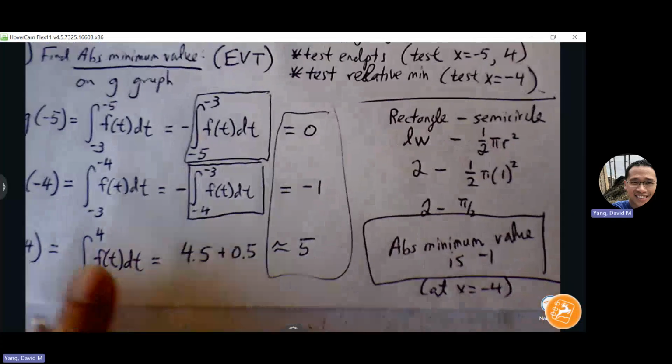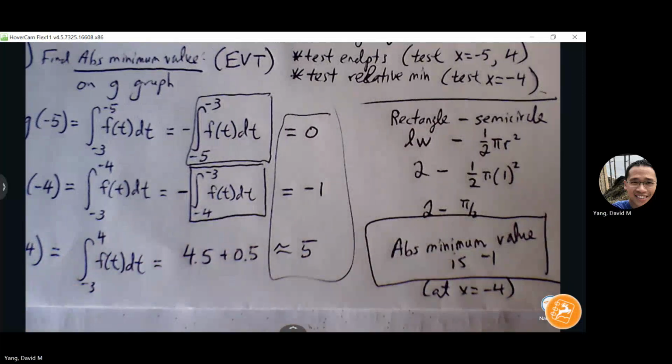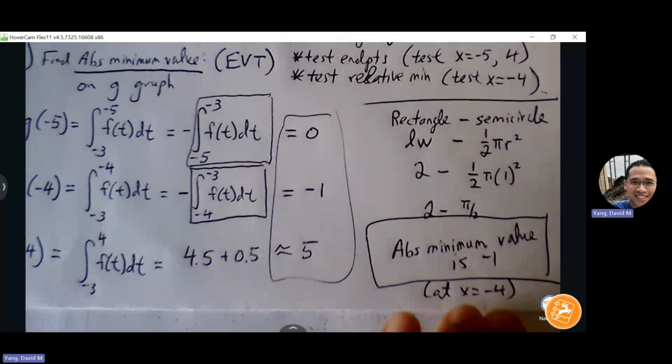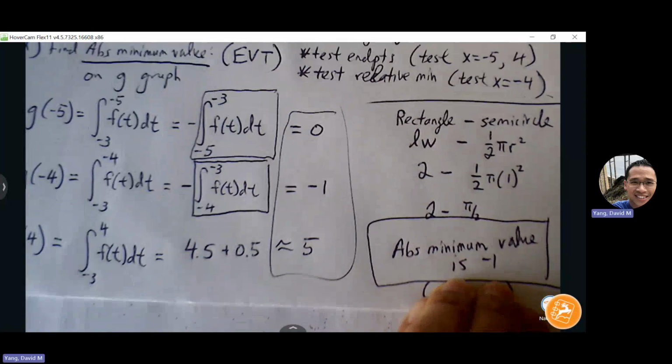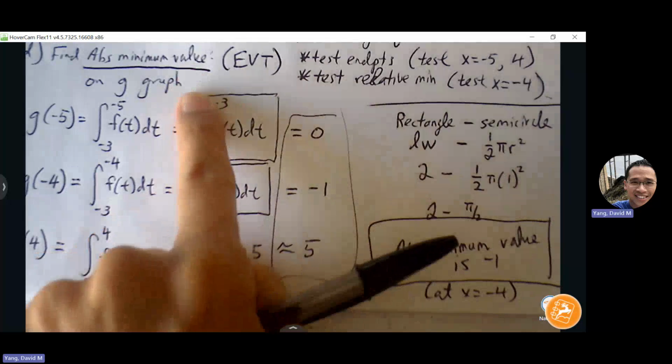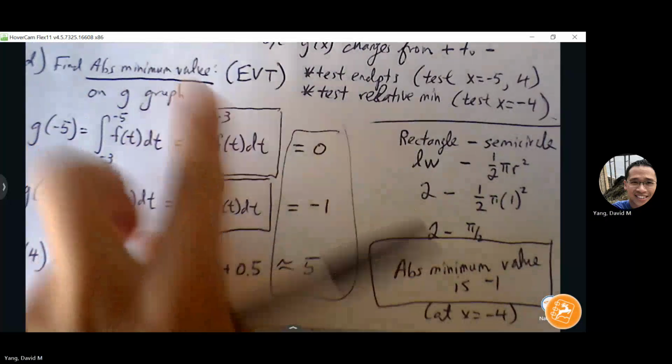Don't give an ordered pair, give the y value. And if you really want to say the x value, say it after, but don't say it at the same time. Your absolute minimum value is asking for that word there; value means y value.